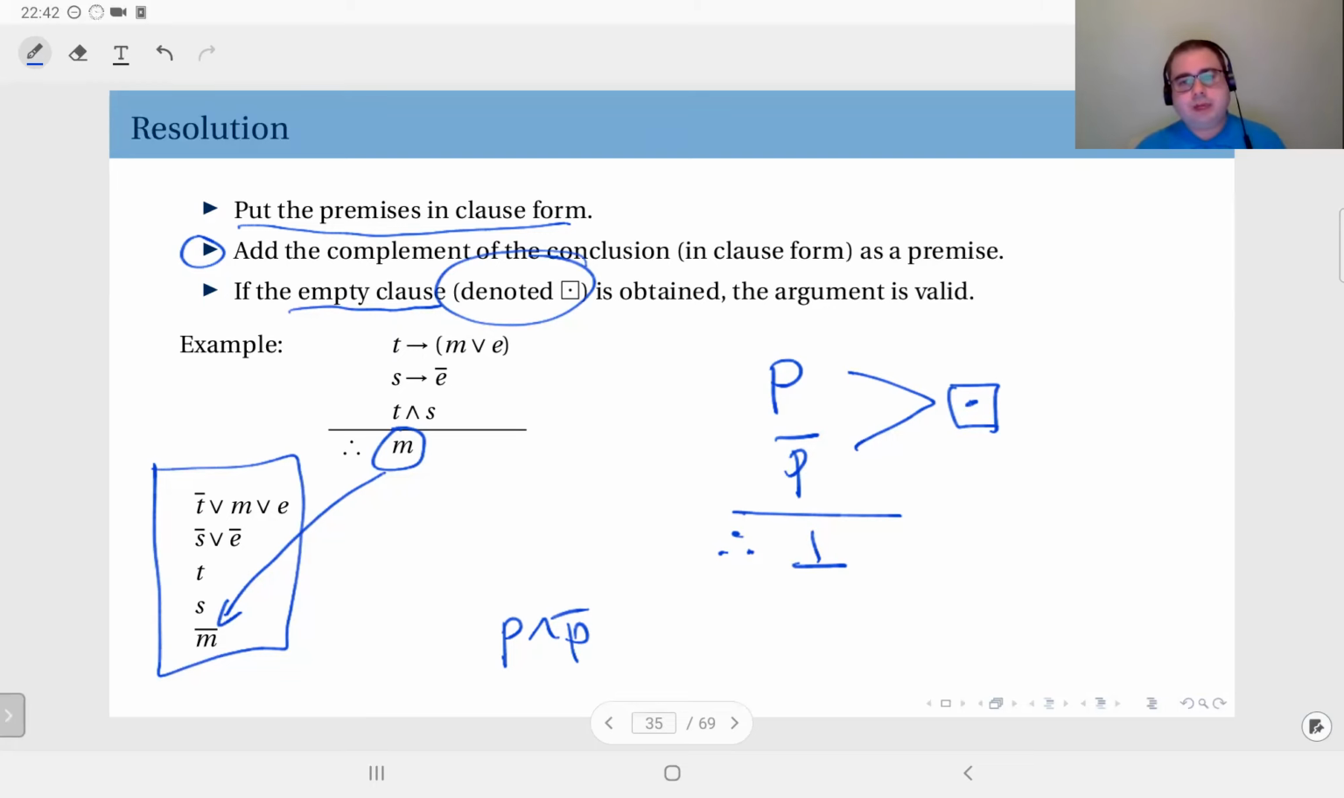So this is how we actually employ resolution in practice. We do not try to end up with the conclusion itself, but instead, because this simplifies the algorithm, because the result doesn't change with what you are trying to do, you just negate the conclusion, include it as a new premise, and then from this new set of premises, you try to end up with a contradiction, essentially.